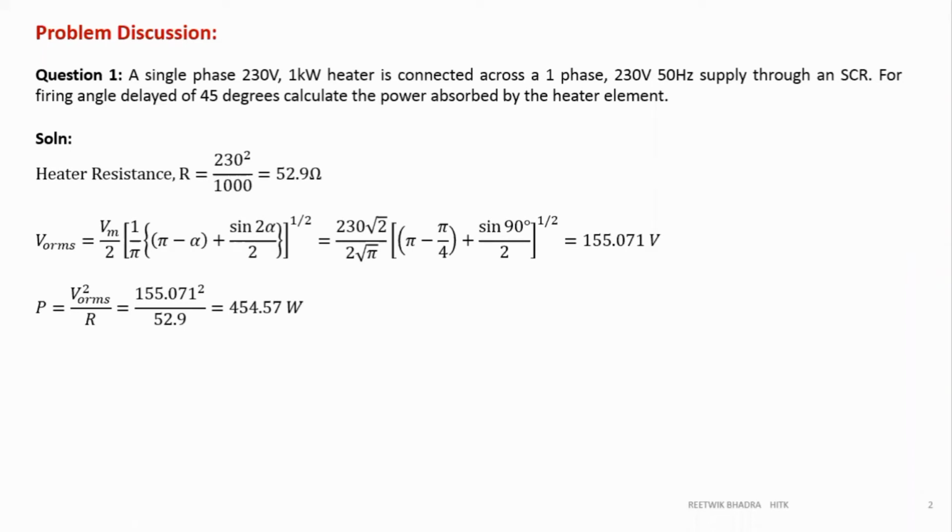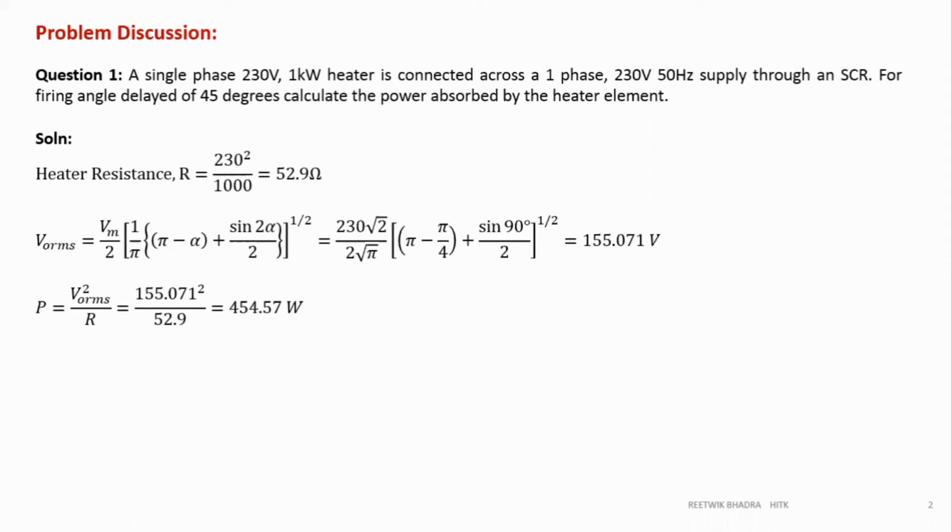Now see, in this problem it states that a single phase 230 volt 1 kilowatt heater is connected to a single phase 230 volt supply through a SCR. Okay, one SCR is required for a half wave rectifier. If you have two SCRs, then it is a full wave converter, midpoint converter. If 4 SCRs are used in the circuit, then it is a full bridge converter, which is a bridge type. So take care of how many SCRs are given in the question. If it is not mentioned whether it is half wave or full wave, since it is one SCR, we will take this as a half wave rectifier circuit.